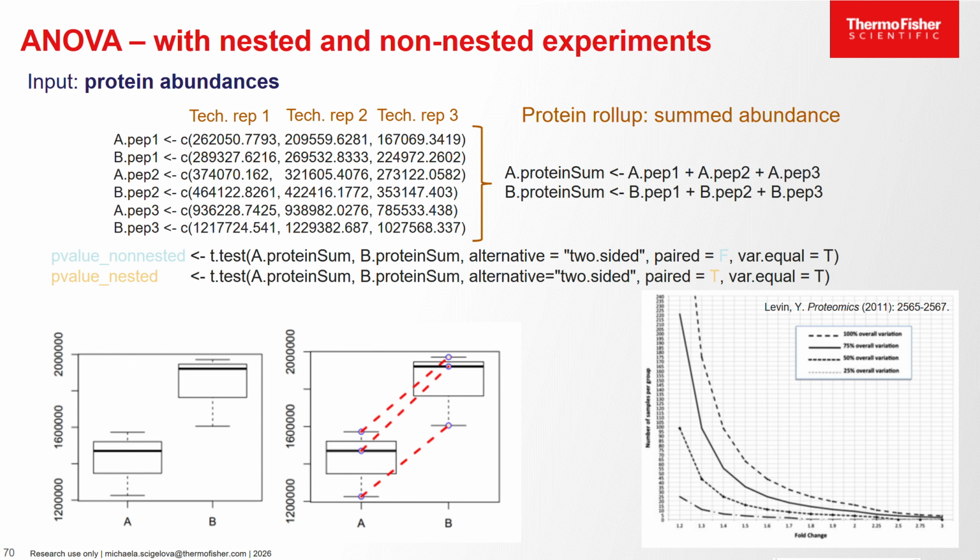I mentioned the two methods we have, the ANOVA applicable to both nested and non-nested experiments. What I would say about ANOVA is that if you want to use it, you use it with protein abundances. So the method you select for protein abundance calculation is important. You remember that missing values would be an issue. And for ANOVA, we would recommend you would have at least five technical replicas or five samples in each sample group.